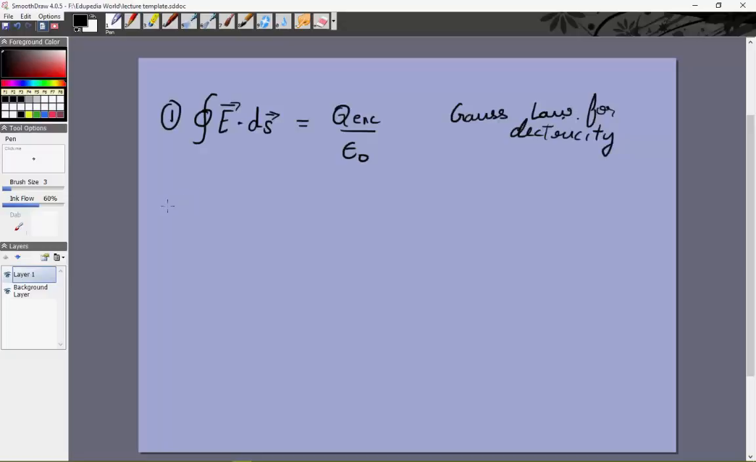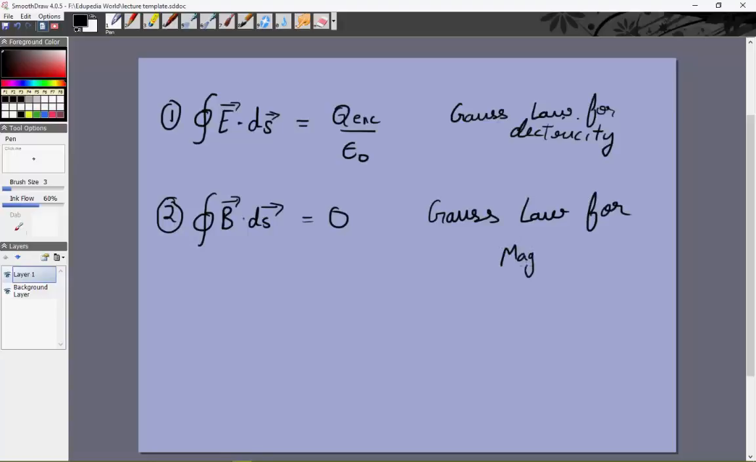Gauss law for magnetism, and we've seen that also when we learned that magnetic fields have no monopoles, there are only magnetic dipoles present. That means that the flux of the magnetic field through any closed surface is always zero, because there are no magnetic monopoles, right? This is often called Gauss law for magnetism.